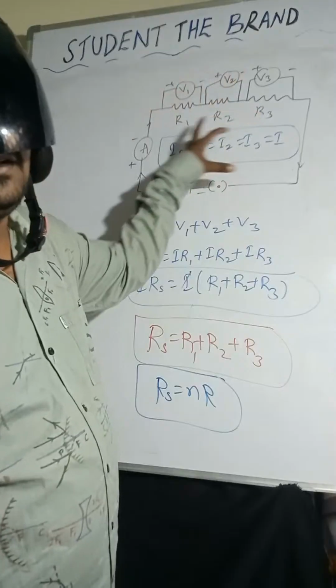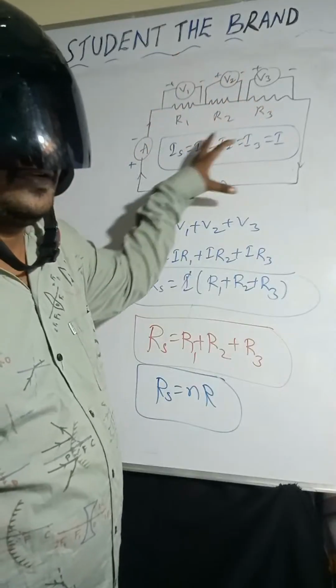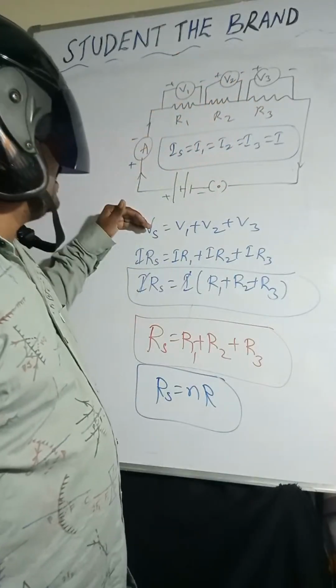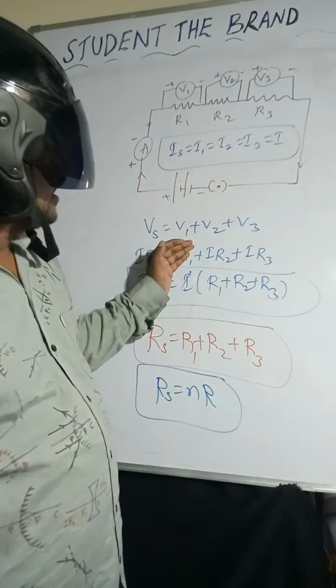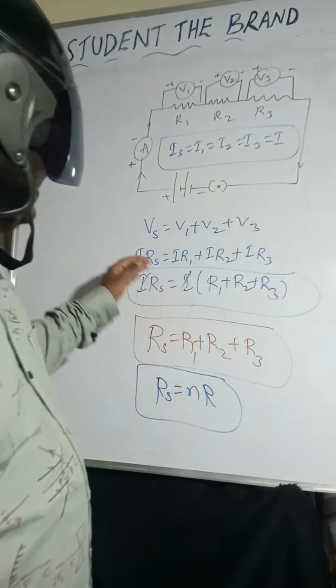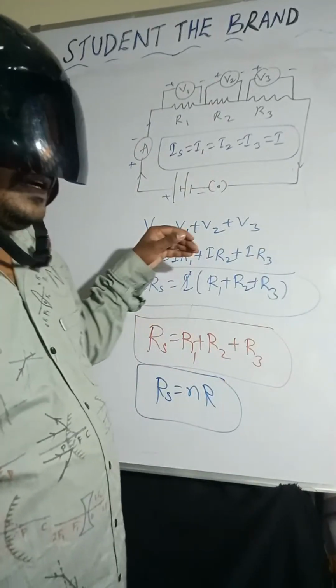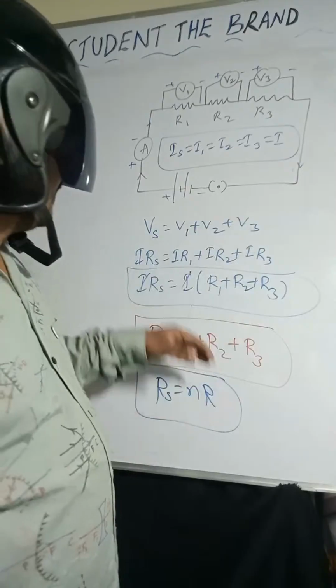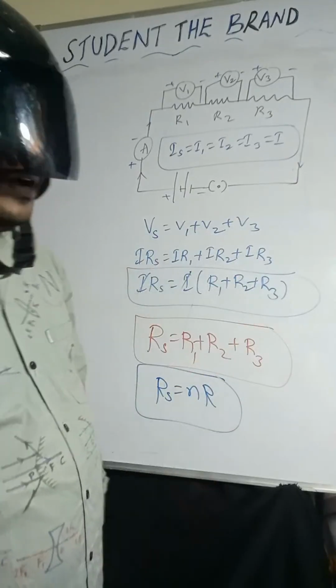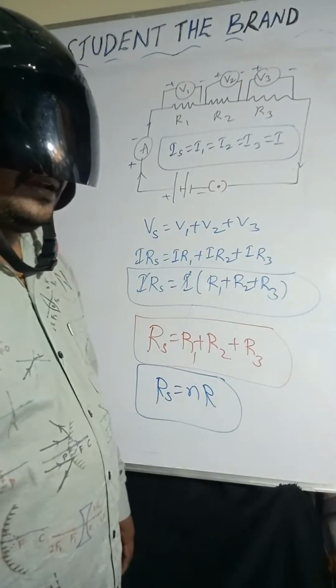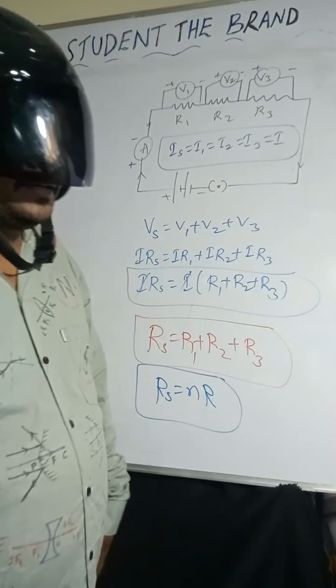Throughout the circuit the current is the same. Vs equals V1 plus V2 plus V3, so I Rs equals I R1 plus I R2 plus I R3. I gets cancelled. Rs equals R1 plus R2 plus R3, and for n resistors Rs equals nR. I hope it is very clear.